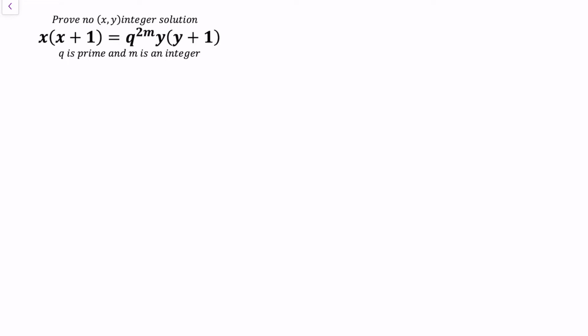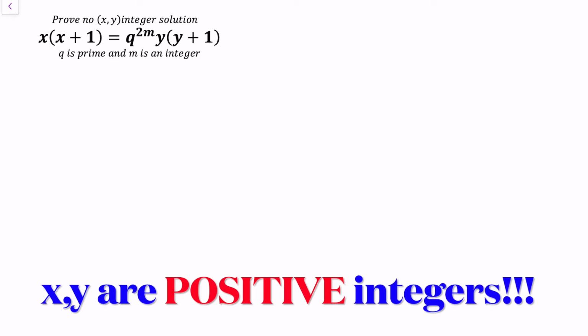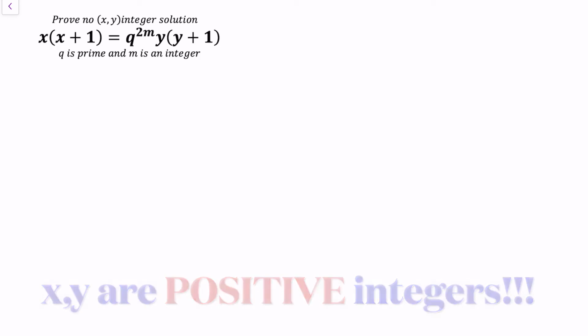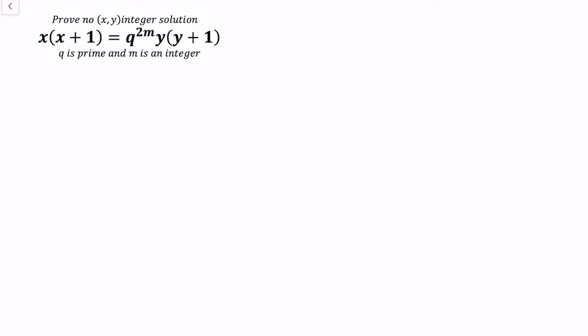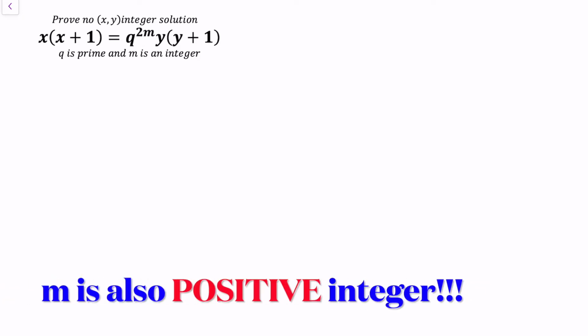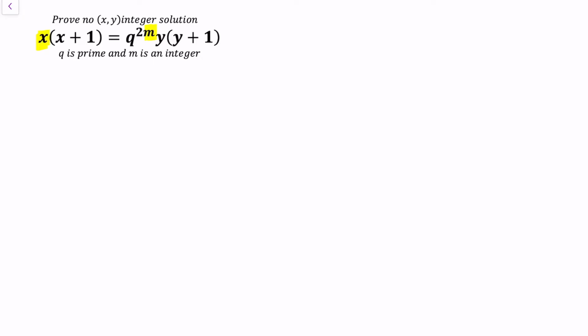In this video we're going to solve an interesting integer equation where x and y are integers, q is a prime number and m here is an integer as well. So we have x is an integer, m is an integer, y is an integer. On top of it we have q, which is a prime number.